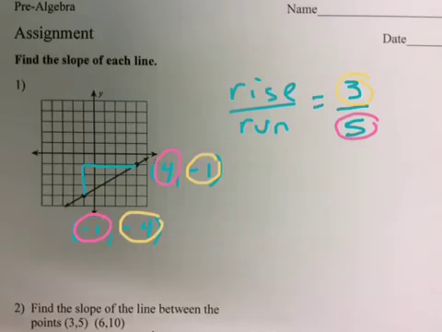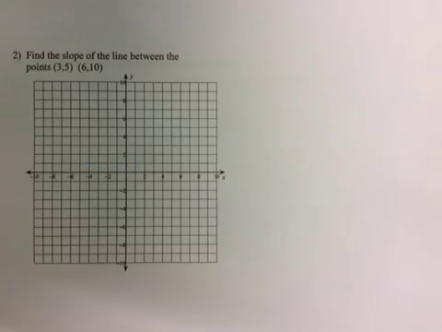So we don't actually need the picture to find the slope. What we need to know is what's the difference in y and what's the difference in x. So in the next one, I'm going to show you both ways. So first, let's start by graphing the points. We have 3 and 5 is my first coordinate, and 6 and 10 is the next coordinate.